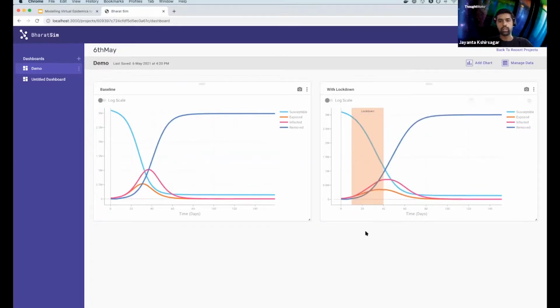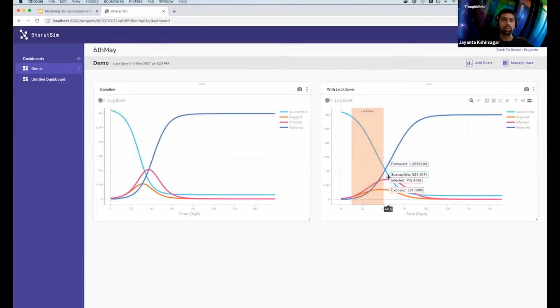Now if we see these results, in the earlier simulation, the peak was at 1 million. So basically, 30% of the population was infected at max. And if we see in this case, the peak has subsided a lot. It has been potentially 70% of what it was earlier. And this is with a dummy data sample.